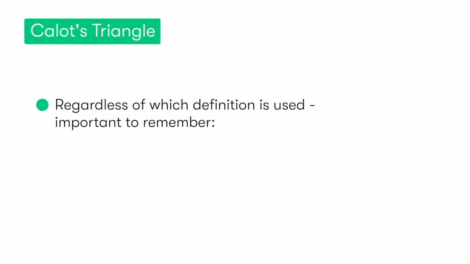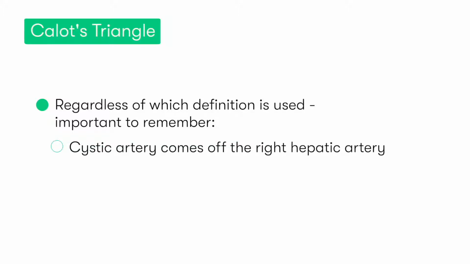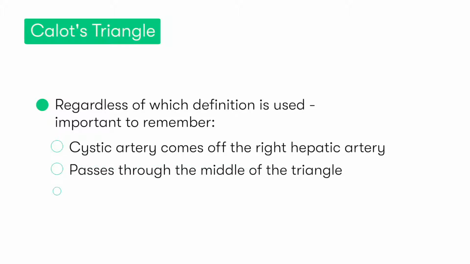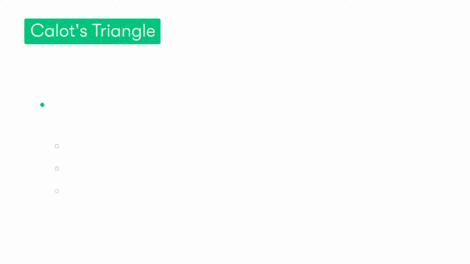Now, whilst this isn't anatomically correct, and in keeping with what Callot originally described, the important thing to remember is that after coming off the right hepatic artery, the cystic artery traverses this space on its way to the gallbladder. And in the process, depending on whether you stick to the original definition or not, creates the superior border of Callot's triangle, or passes through the middle of the triangle.